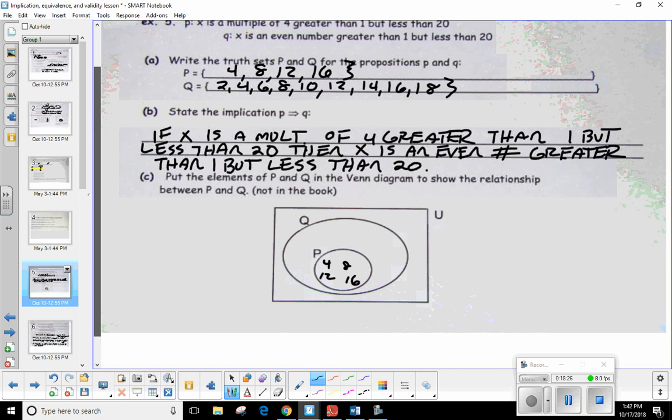And then inside Q, I'm going to go ahead and put the rest of those. So 2, 6, 10, 14, 18. And am I missing any numbers? No. Okay. There you go. So it represents that proper subset. Okay, good. And let me do this.